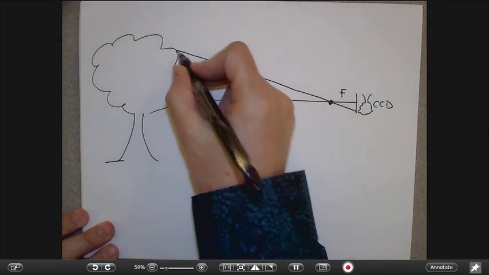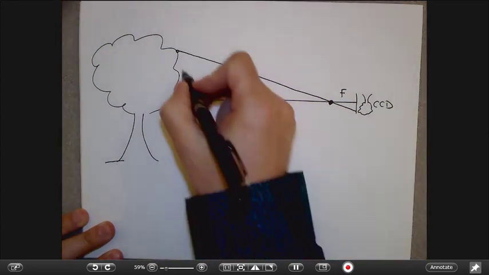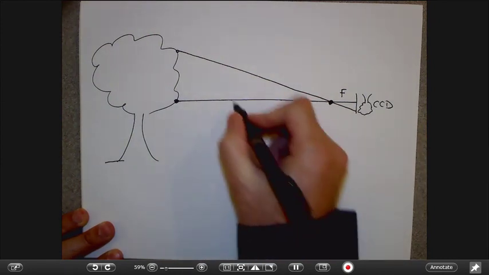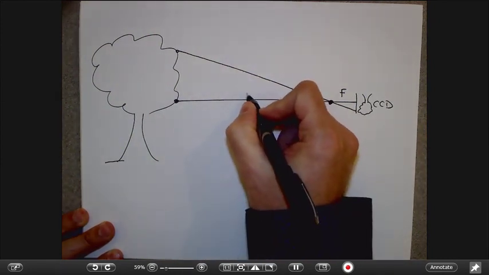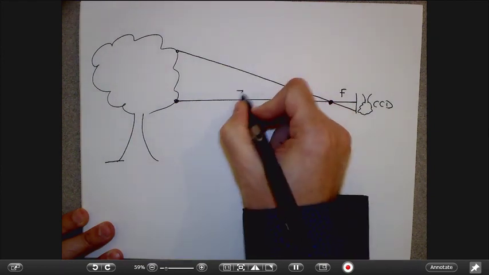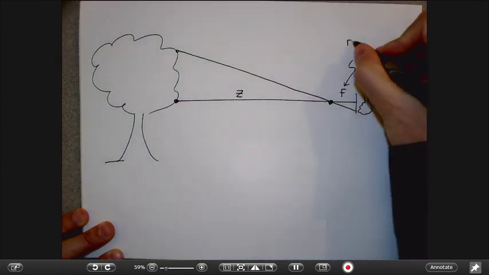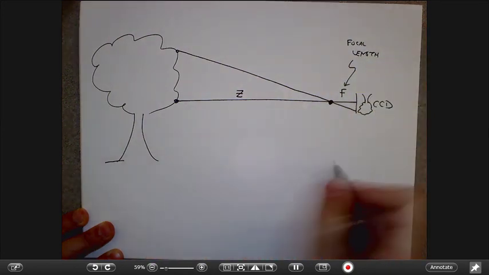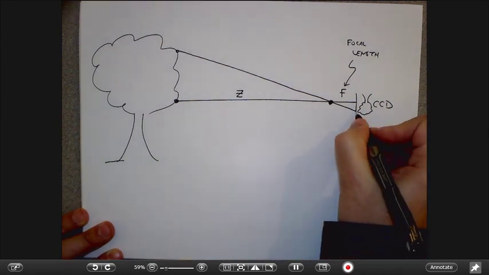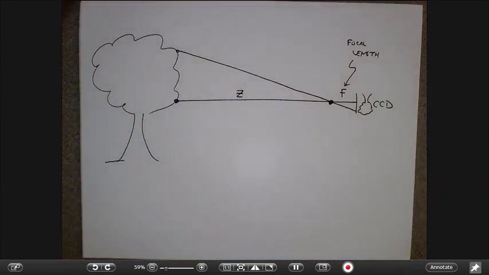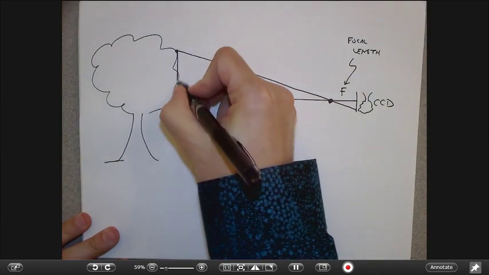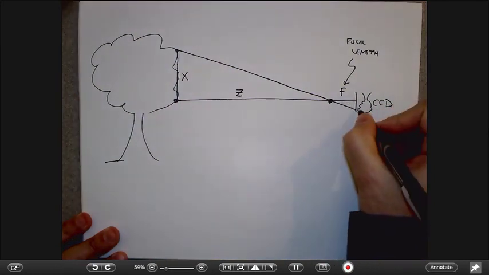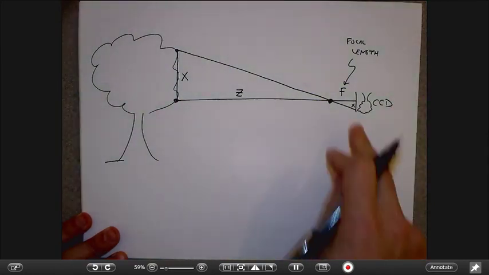And I can imagine that, say we're looking at this point on the tree that's basically straight through the middle of the sensor. Let's call this distance here Z. Okay, so this is the focal length. And then I want to know how high the tree appears to be on the physical CCD sensor. Well, let's call this height here big X, and that means that the height of it on the little CCD is little x.